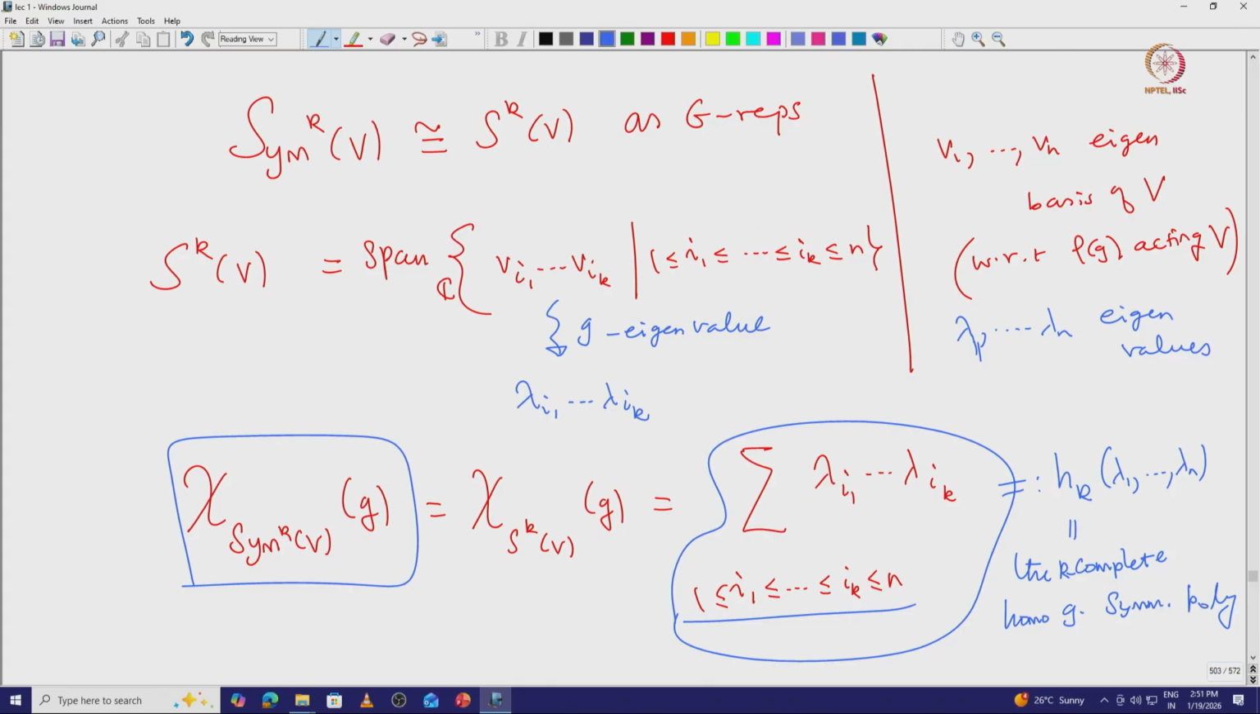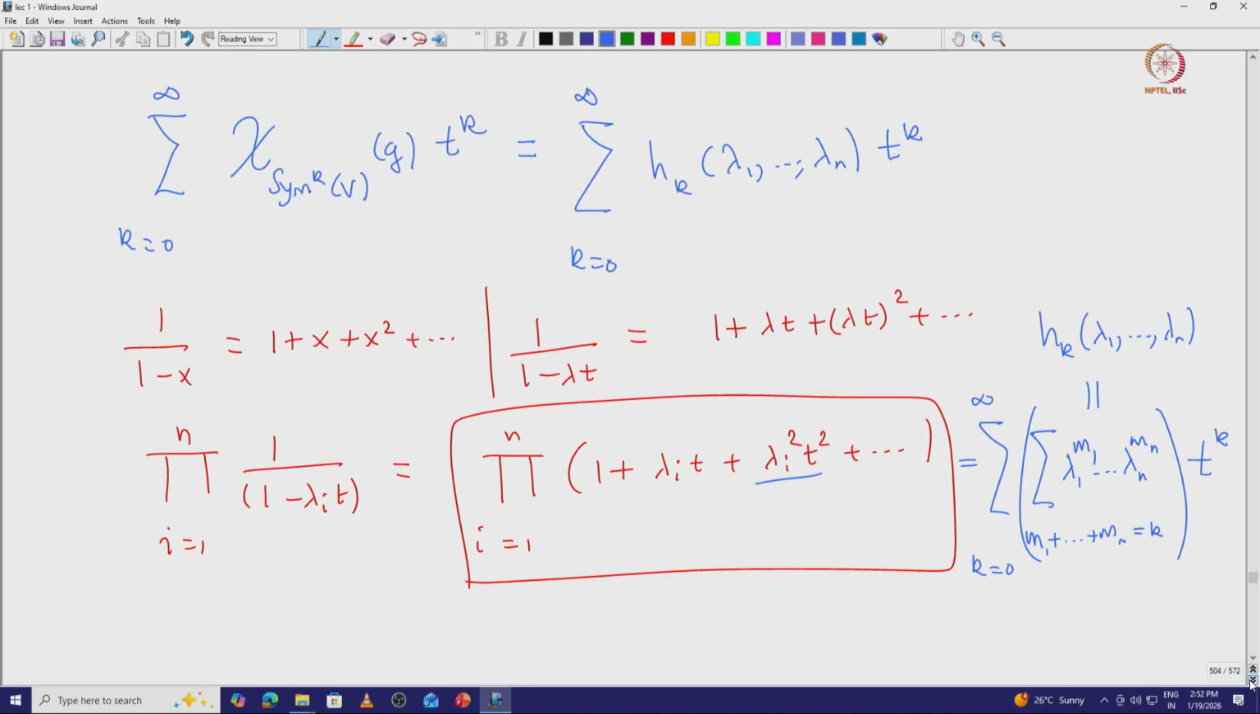increasing indices i 1 etc. i k, that come from 1 to n. So, now if you just collect those indices which are equal, then you will get certain powers of lambda i. So, you get some lambda 1 power m 1 etc. lambda n power m n, where m 1 etc. m n, they just vary, they are some non-negative integers that add up to k. Okay. Basically, this is another way of writing the same h k of lambda 1 etc.